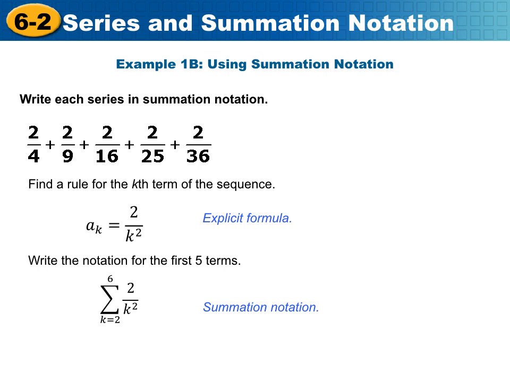Here is how you write the sum by using summation notation. This notation is a very condensed way of saying 2 over 4 plus 2 over 9 plus 2 over 16 plus 2 over 25 plus 2 over 36. So that's a short way of writing the sum.